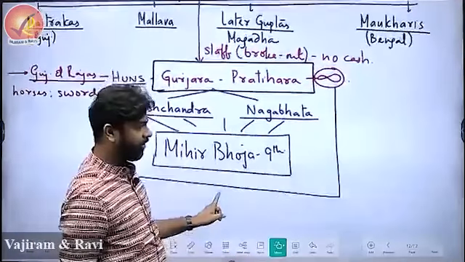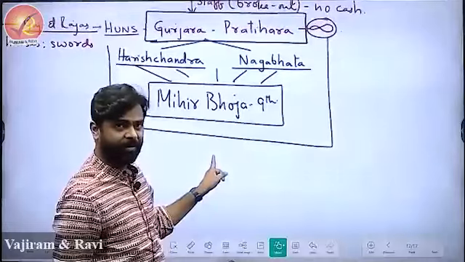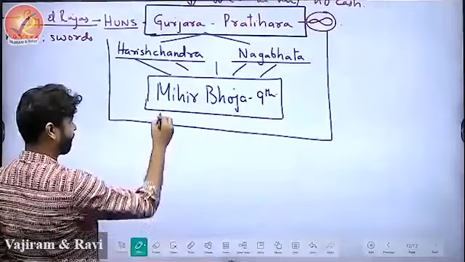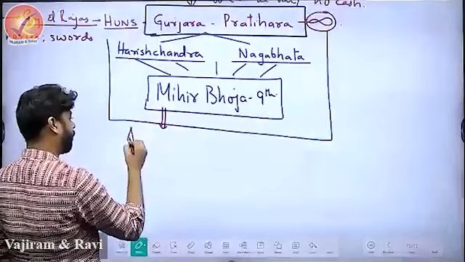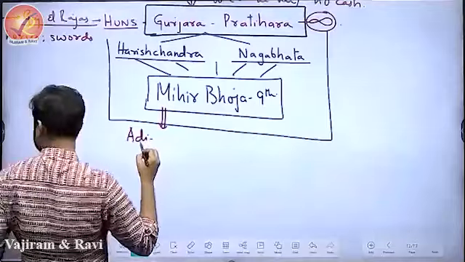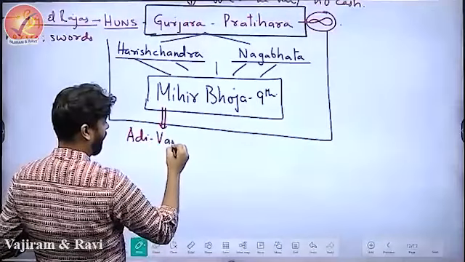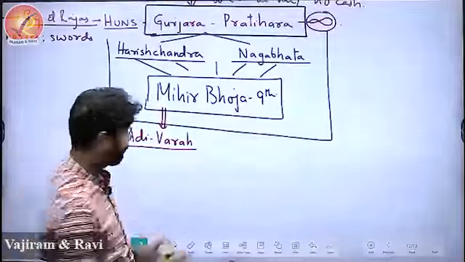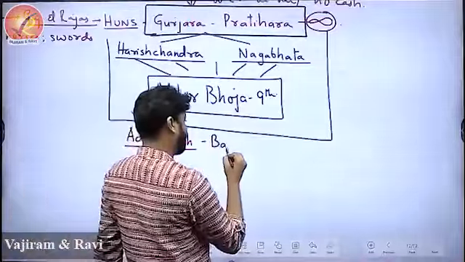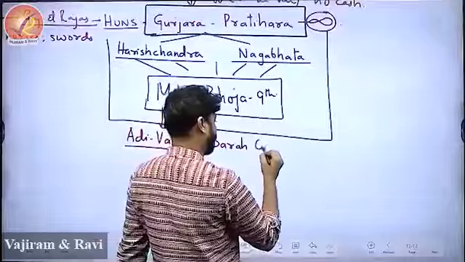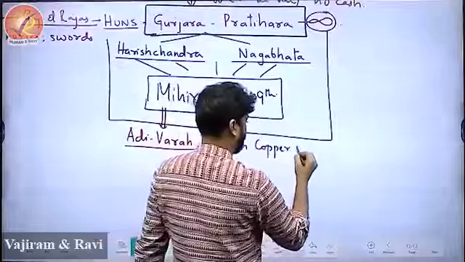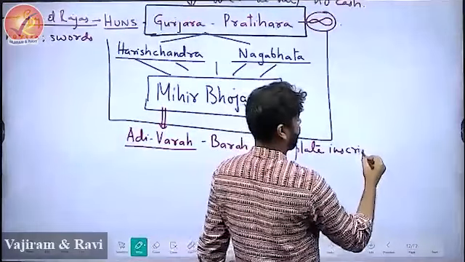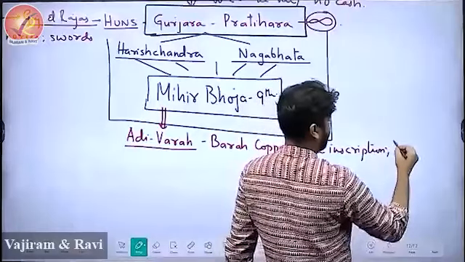Understood? He does not mince words. He says, "I am God, talk to me. I am Adi. Tell him I will come after putting the poha down." Adi Varha. I am Adi Varha. He mentions this in the Baraha copper plate inscription, which is in Kannauj.